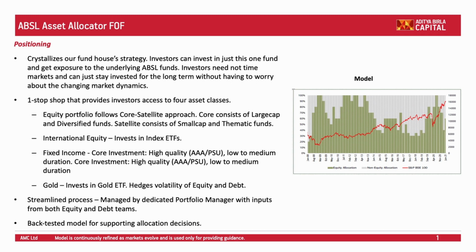We follow the core satellite approach, where the core consists of large cap and diversified funds, and the satellite consists of small cap and thematic funds. On the fixed income side, the core investment is typically in high quality papers and low to medium duration bonds. In gold, we invest in the gold ETF. The idea is that providing access to these 4 asset classes reduces the overall portfolio volatility and increases the chances of getting higher risk adjusted returns.